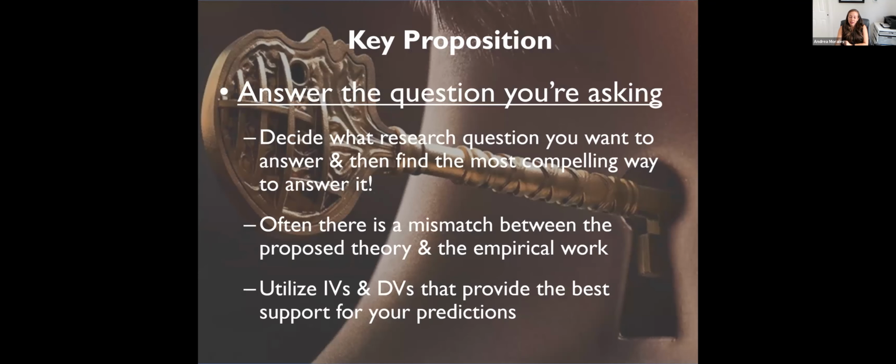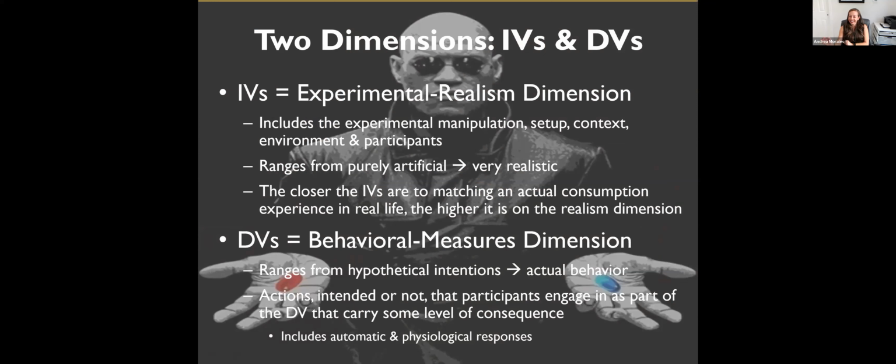Oh, go back. We didn't talk about the dependent measures. So that was the IVs. Just like there's the continuum on the IVs, there's also a continuum for the dependent measures, ranging from hypothetical intentions, the classic studies that everyone runs in the lab, like how likely are you to purchase it, versus actual behavior, so looking at actual purchases.